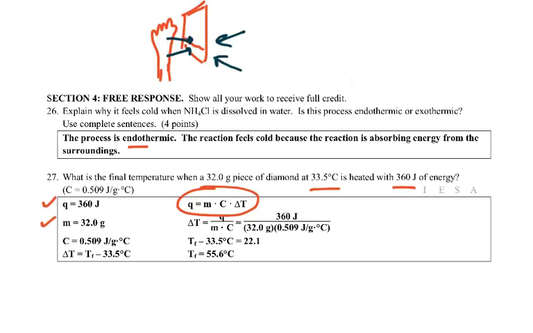The mass, it says it's a 32 gram piece of diamond. And then the C for this has to be given to you, so 0.509. Notice it's joules per gram degree. So we've been doing heats in kilojoules. In this case, we need it in joules because it has to match the units in our C.